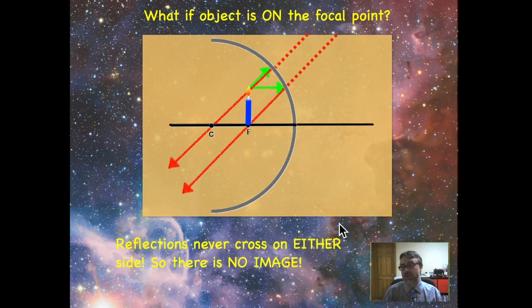So a spherical concave mirror has an interesting property. If you place an object exactly on the focal point of that mirror, you won't get a real or a virtual image. All right, so it's a little tricky at first, but you'll see that the rules are actually quite simple. You just need to follow them step by step when you're making a ray diagram.